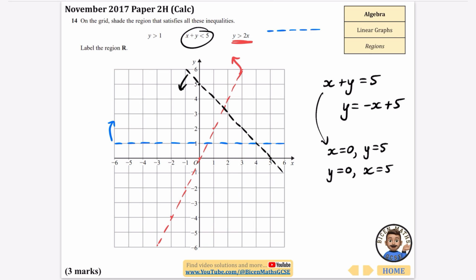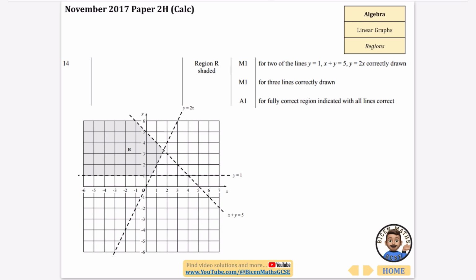So the only area that's going to be all three of these bits, where it's going to be above the blue and to the left of the red line and below this one, is this whole section that we have got here, and it says to label that area R. So let's check that we've got this one right. Yep, it's this section that we've got here, and we've got all of these bits drawn in correctly.